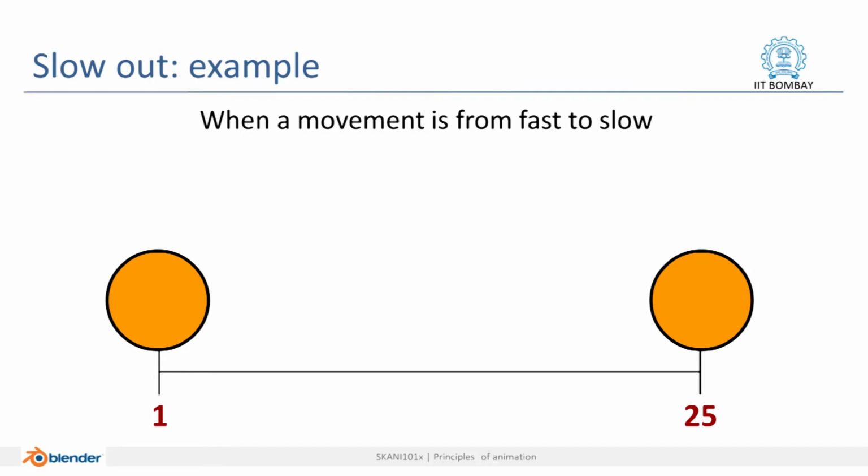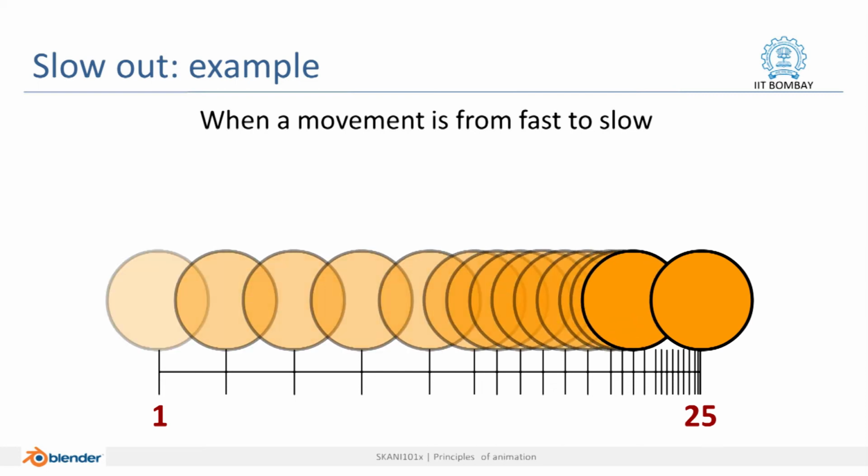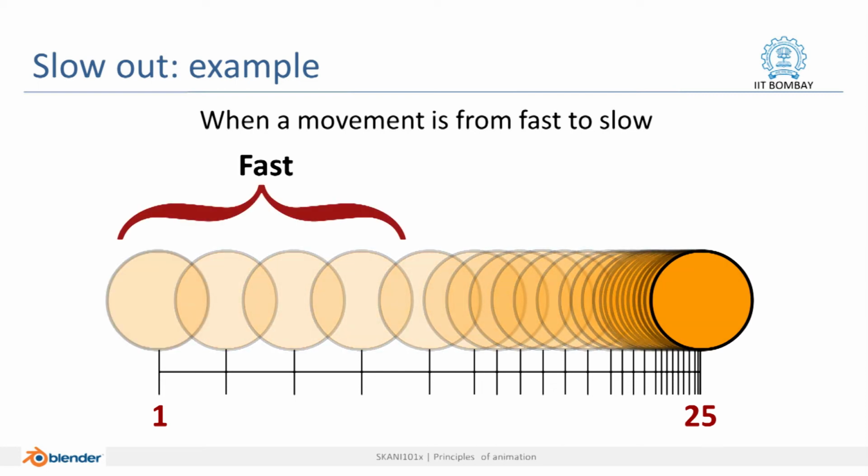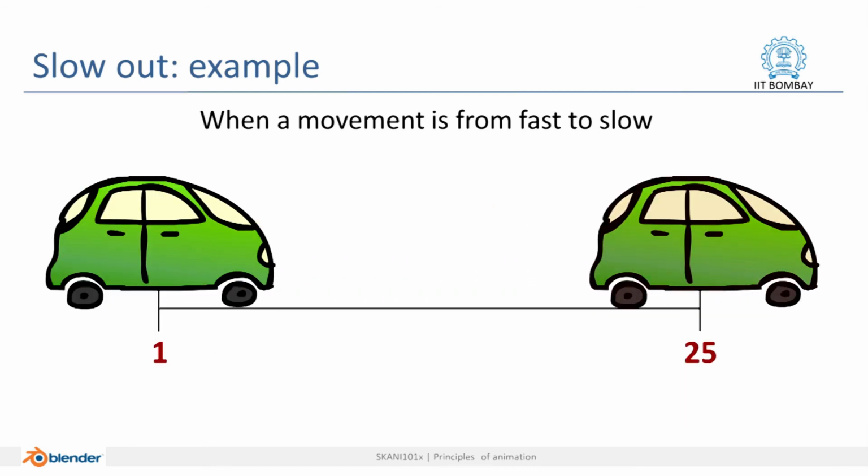The reverse of slow in is slow out. Here you can see that from frame number 1, the positions of the frames are much farther apart than what you can see in the end. Here in the end you can see that the frames are much closer to each other. So we see the movement that it moves fast and it slows down in the end. Here you can see that the object is moving faster in the beginning and slows down in the end.